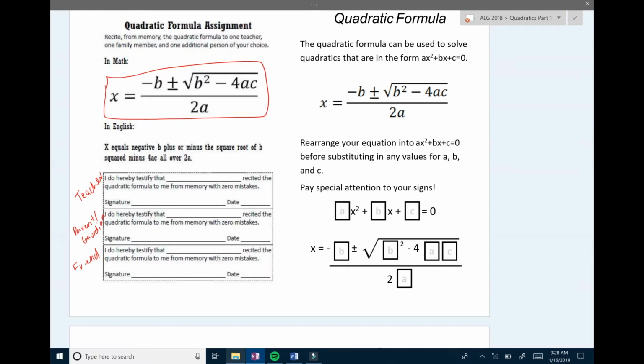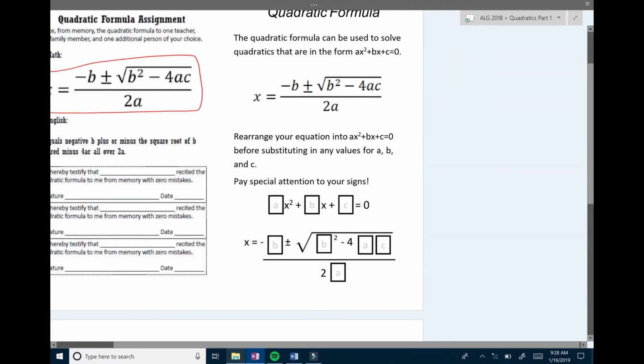Okay, so repeat it. When you feel comfortable, ask one teacher, ask a parent or guardian, and a friend. They will have to print their name, sign it, and date it. This will be due in class the next time you have me. Okay, so that's that assignment.